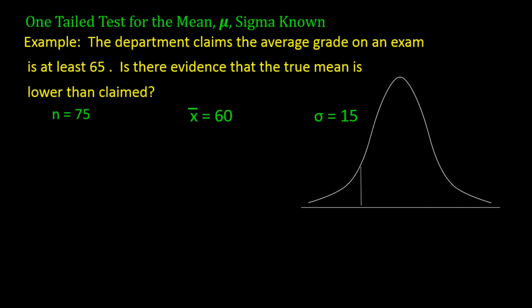So first let's state our null and alternative hypotheses. The null is the status quo, so that would be that the mean is 65 or greater. That is what the department claims is true, but it is the alternative hypothesis that we are looking to find evidence for. So in this case, since we are looking to see if there is evidence that the true mean is less than 65, the alternative hypothesis is that mu is less than 65.